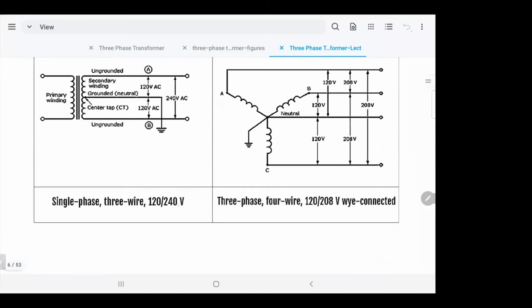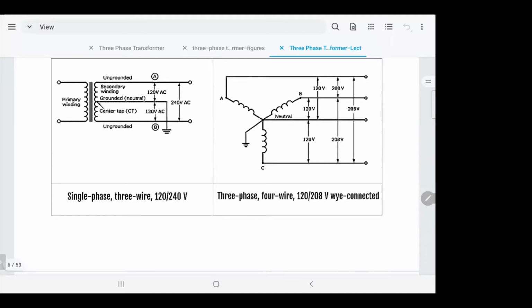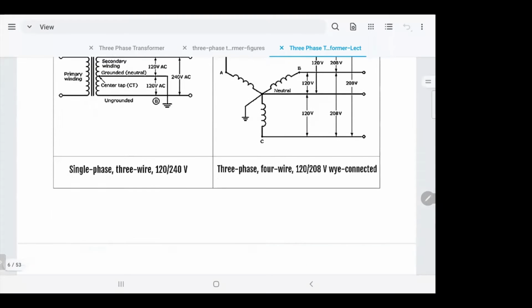So this one is 120 to 240. It means you can get 120, or 240 if you have something like a dryer. So you hook it to the 240 volts, because 110 will not be enough for it. It needs high power, always a dryer, because it needs heat. It's going to produce heat.